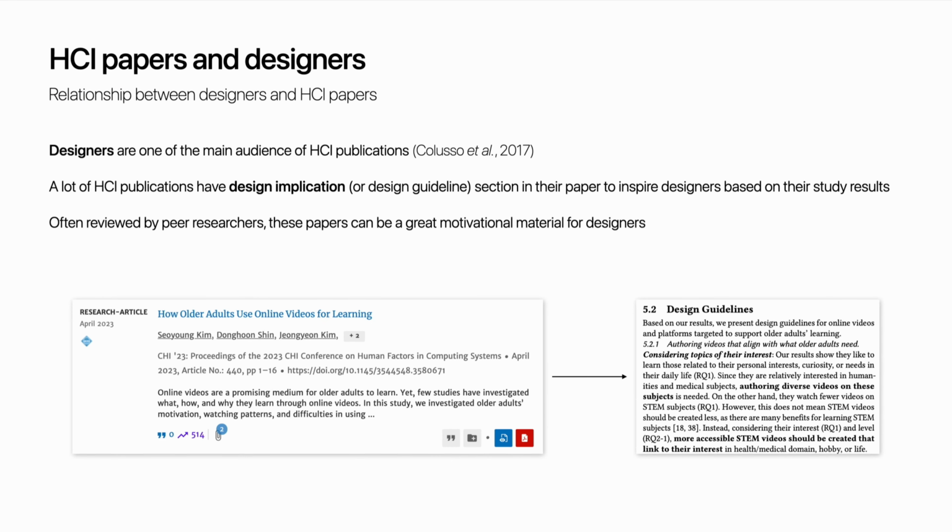First, let us discuss the background of our study, which is the relationship between Hsieh papers and designers. Designers are one of the primary audiences for Hsieh papers, and many Hsieh researchers often incorporate design implications, or guidelines, directly into their papers. These resources prove invaluable to designers as they are typically well-founded and undergo rigorous peer review.